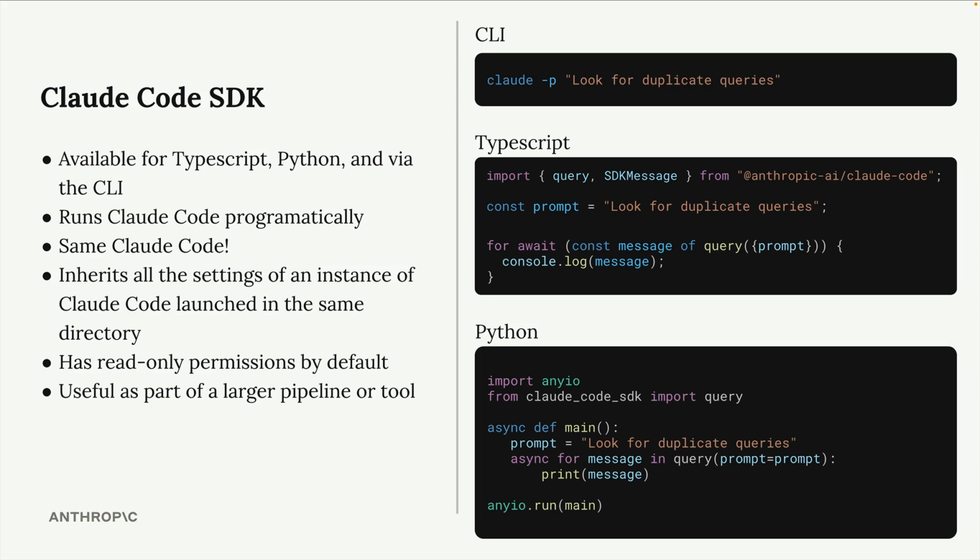The SDK is most useful as part of a larger pipeline or tool, as we saw in that hook a moment ago. You can easily wire in Claude Code as part of a larger process to add in a bunch of intelligence to some given workflow.